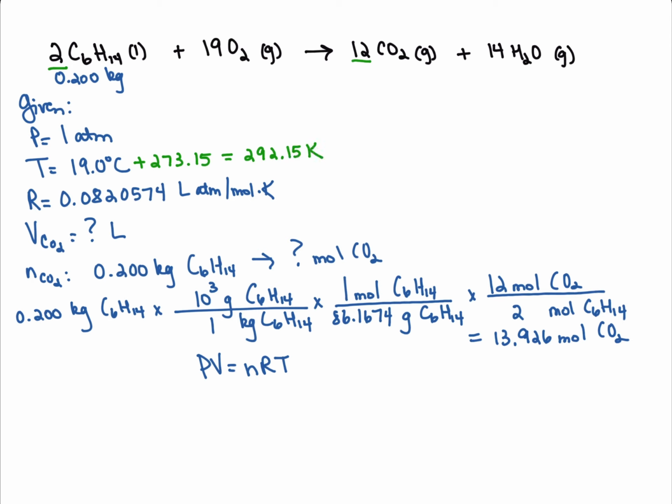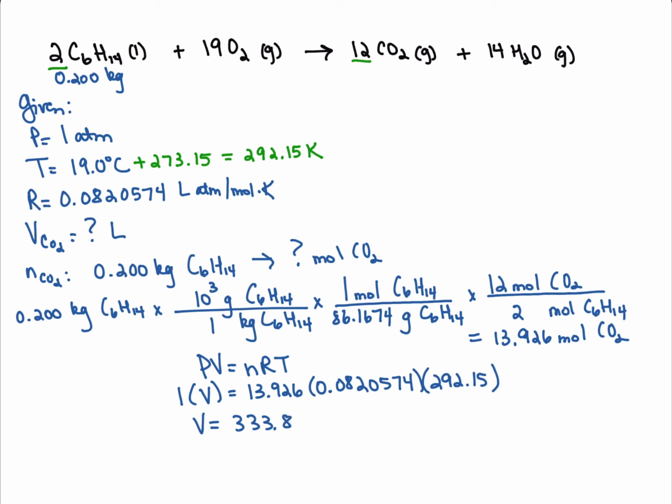Now I can go ahead and plug these numbers in. I don't know what volume is. I do have now the moles of CO2. I have my R. I have my temperature. Go ahead and solve for V. Okay, and I get 333.85 liters. But I want to make sure that I report in the correct sig figs.